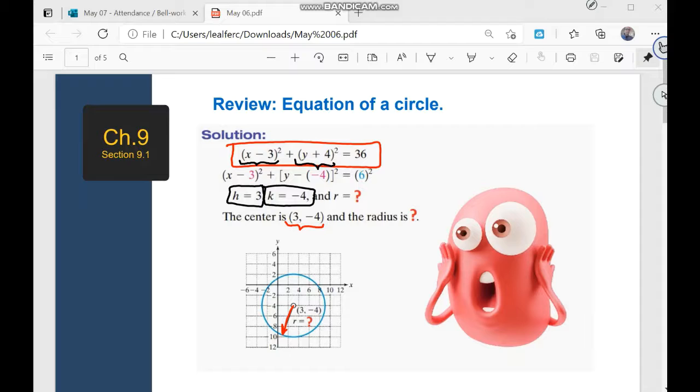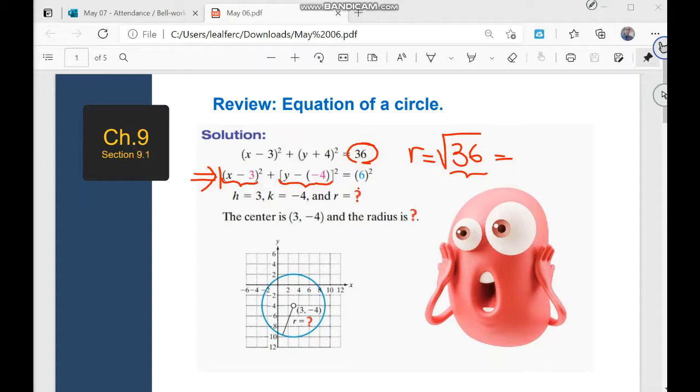And we will look at the right-hand side of the equation. We will look at this number here, 36. Can you find the right answer? Can you tell me what is the value of the radius, if we know that on the right-hand side of the equation of the circle we have the number 36? Send me a message. Tell me what you think if you know the right answer.